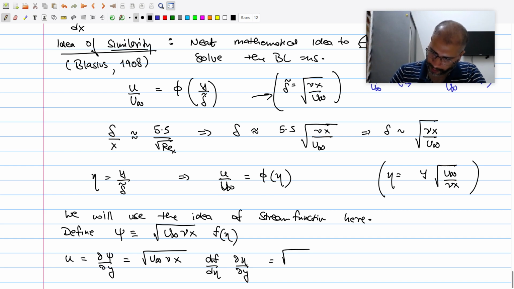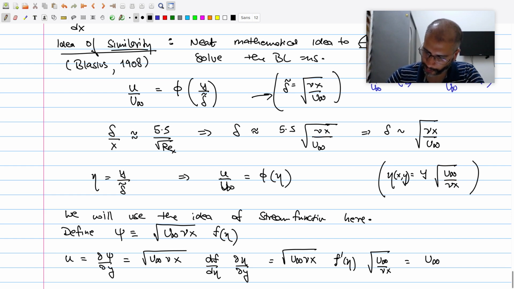So this becomes square root of u infinity nu x, and then we have df by d eta, which we can also write as f prime of eta, and then del eta by del y. Now eta is a function of x and y, as we can see from here. So df by d eta times del eta by del y simply becomes this. Now we can do some cancellation, and all we'll be left with is u infinity times f prime of eta.